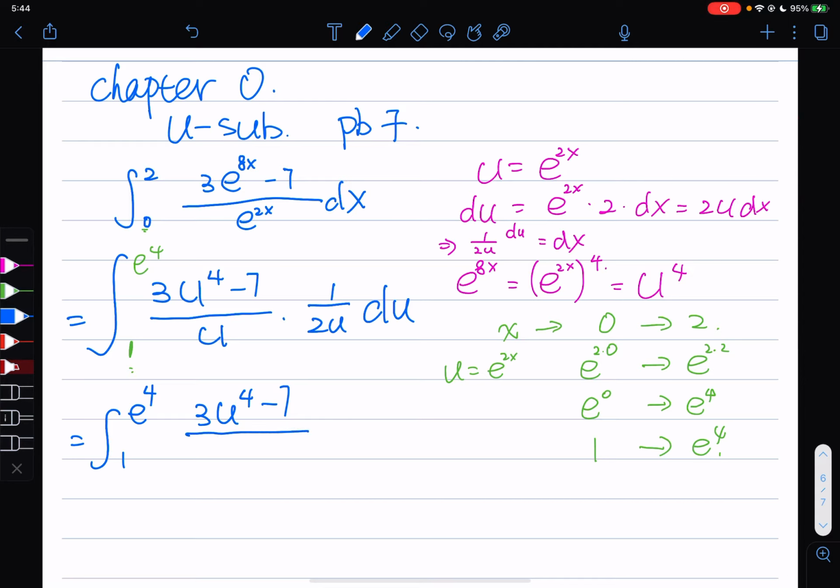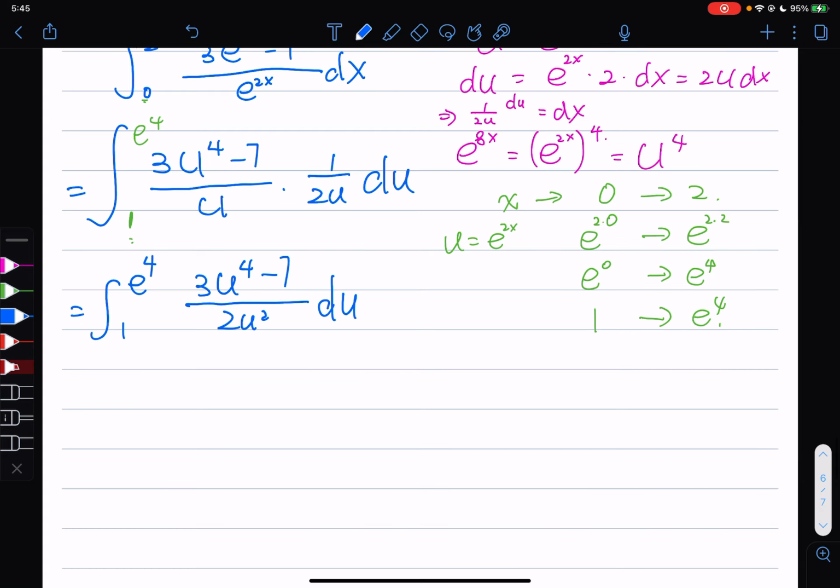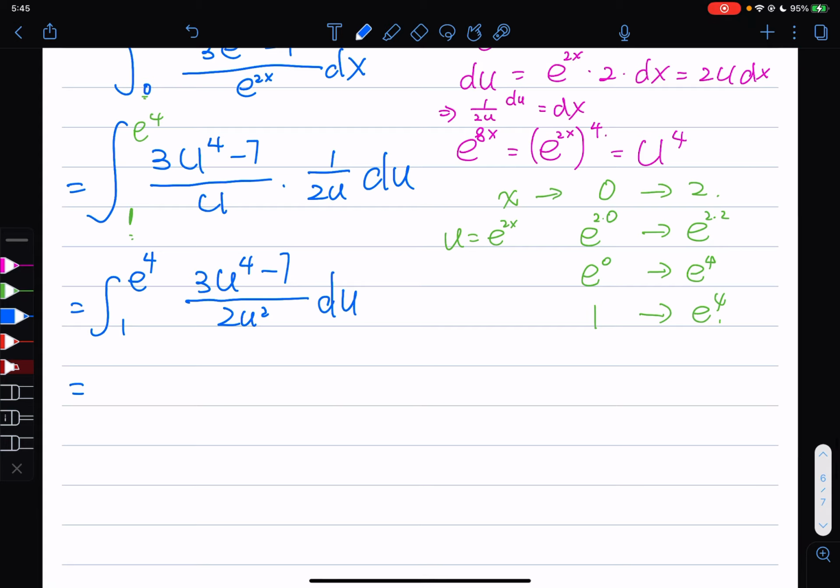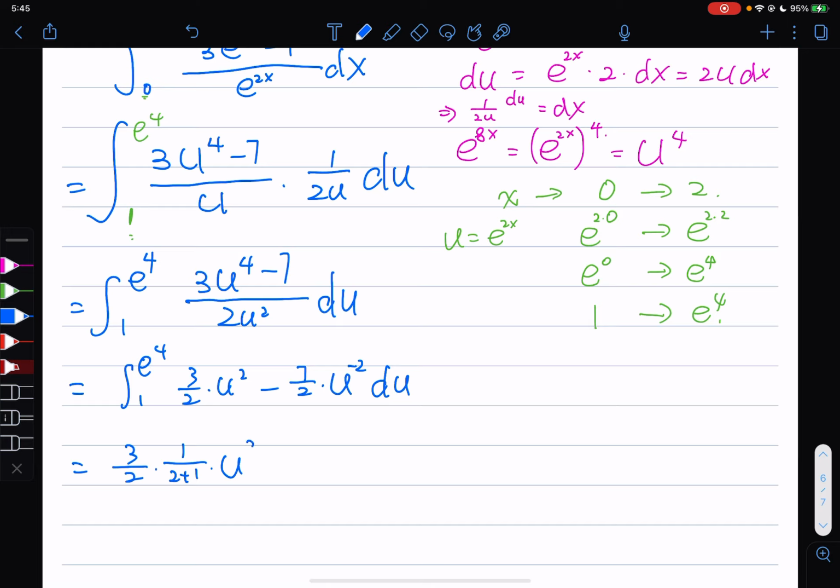Well, it's a good time for you to pause the video and think how you can carry out this calculation, namely find the antiderivative. Well, for this particular case, you could have simplified your structure. 3 over 2, u to the 4th over u squared is u squared, and then negative 7 over 2, u to the power of negative 2. So you can find the antiderivative of your function, hopefully relatively straightforward.